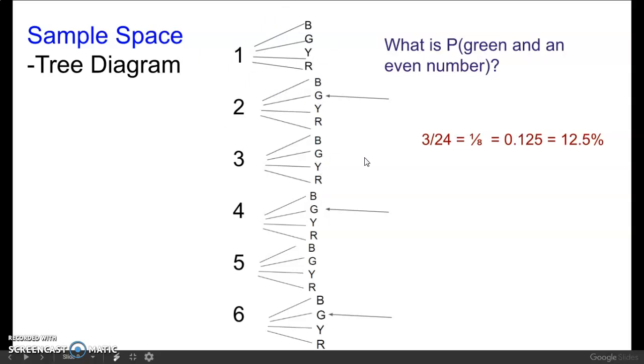It's really the same data that shows up in the table. It's just a little bit of a different format. So I could get 1 in blue, 1 in green, 1 in yellow, 1 in red, 2 in blue, 2 in green, 2 yellow, 2 red, etc. You can see there are still 24 possible outcomes, and whatever is in your last column will tell you how many outcomes there are. And I've put arrows on each that would be an even number and green. It's the same answer, of course, same information. So it's just a different way of setting up a sample space.